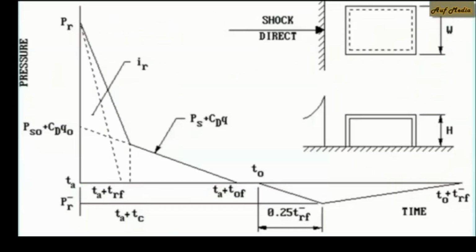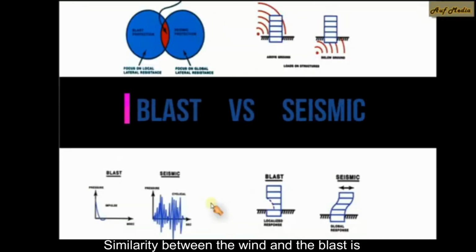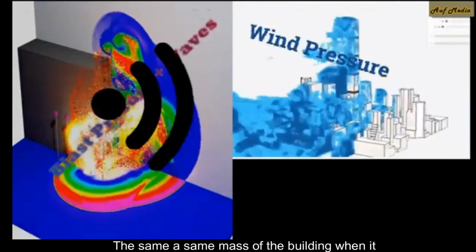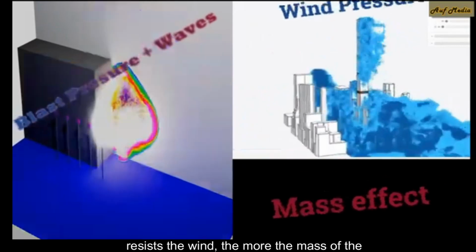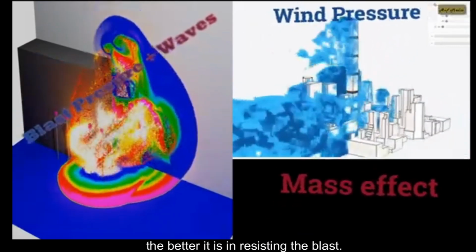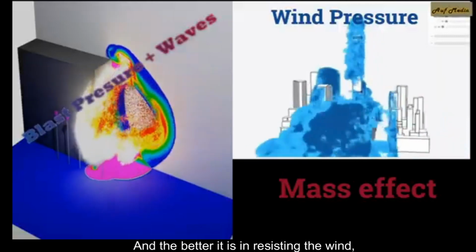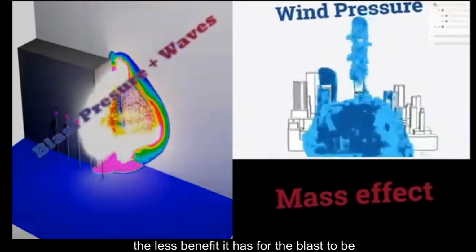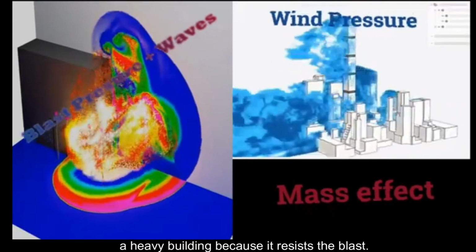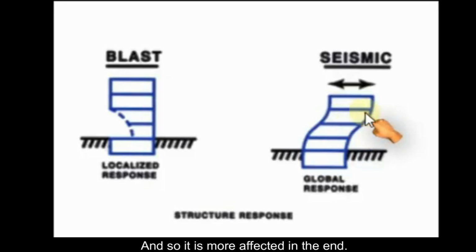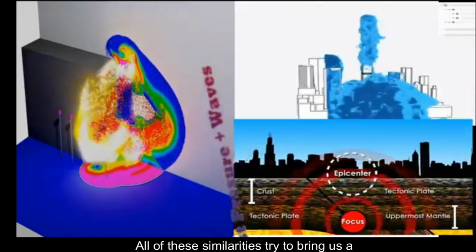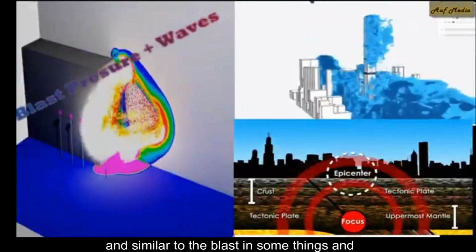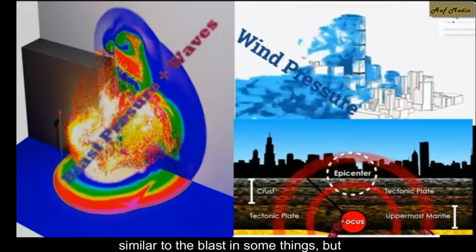Finally, not finally, the similarity between the wind and the blast is in the subject of the mass of the building. When it resists the blast, it is the same mass of the building. When it resists the wind, the more the mass of the building increases, the better it is in resisting the wind. But for the blast it is the opposite: the more the mass of the building increases, the less benefit it has, because a heavy building resisting the blast is more affected in the end. All of these similarities try to bring us a little closer. So it is similar to the wind in some things, and similar to the earthquake in some things, but with a difference.